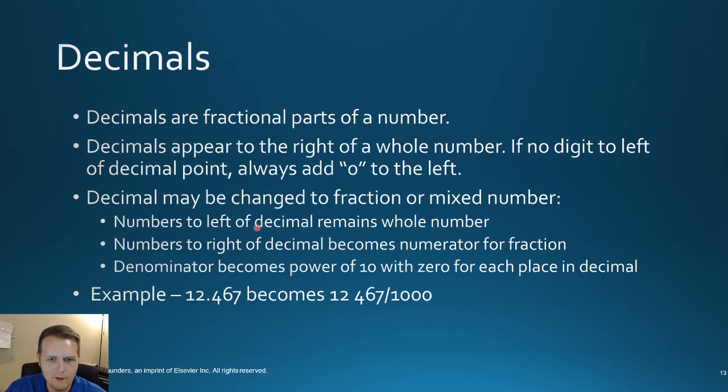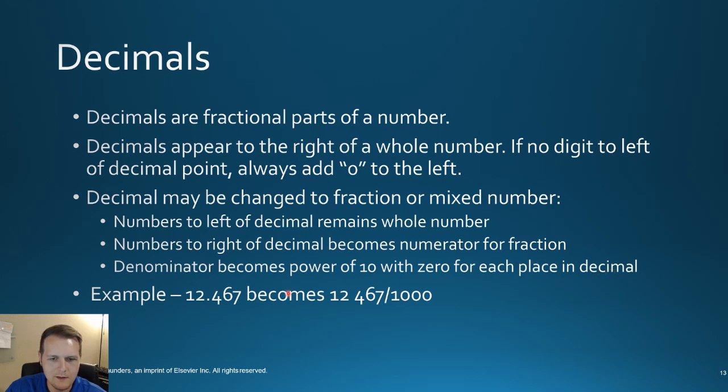Basically, anything to the left of the decimal remains a whole number. Like in this instance here, 12.467, 12 would be the whole number. And then anything to the right of the decimal, since that's the fractional bit of a whole number, becomes the numerator for the fraction. And then the denominator is basically going to become the power of 10 with a 0 for each place after the decimal.